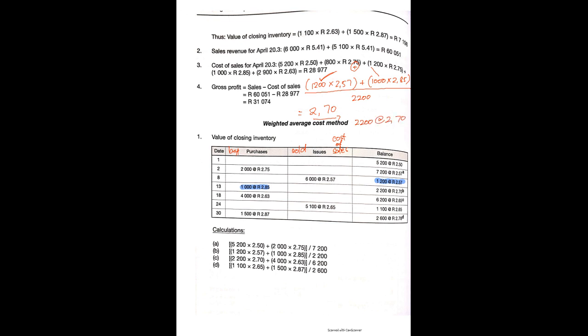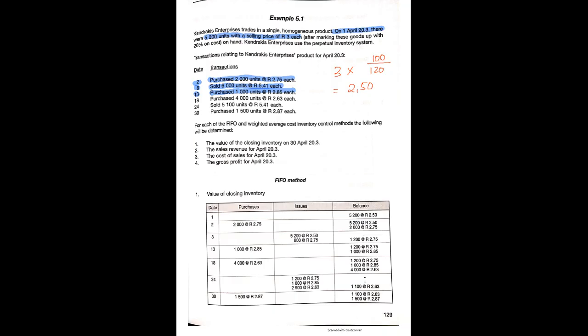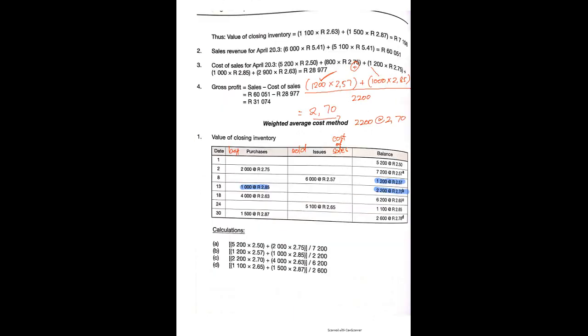So here is that here as well in your balance column after that purchase took place, 2,200 at 2 Rand 70. The same now for the next one. On the 18th, you had purchased 4,000 units at 2 Rand 63. So under the purchases column, 4,000 at 2 Rand 63 on the 18th. To calculate a new balance now, and again, remember, every time you purchase, it will be a new weighted price that is calculated.